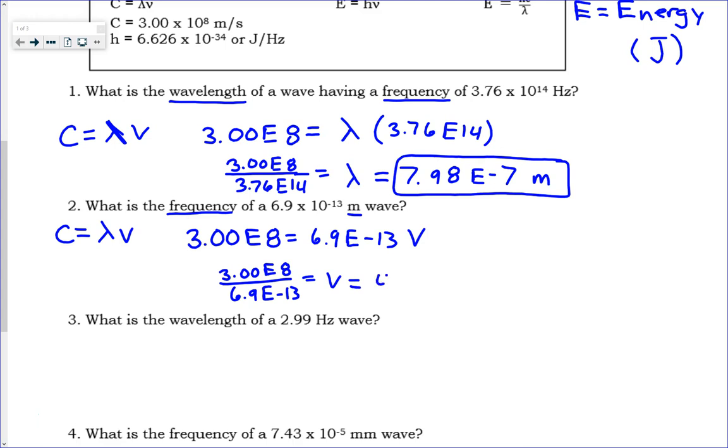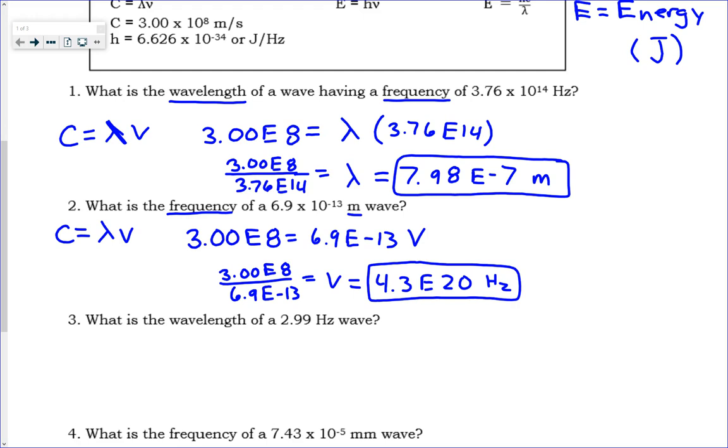4.3 times 10 to the 20th hertz. All right, hertz because frequency is always measured in units of hertz. Hertz means cycles per second, so 4.3 times 10 to the 20th cycles per second, which is a lot of cycles per second. Something to notice about this is that the frequency of these electromagnetic waves can be really, really high.